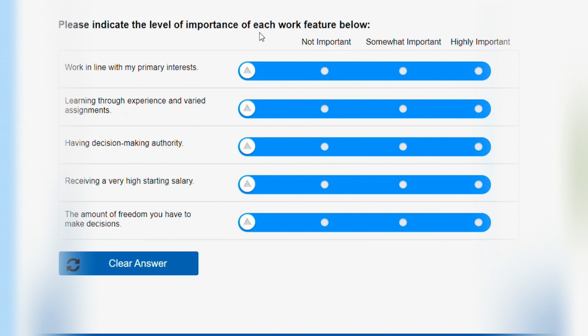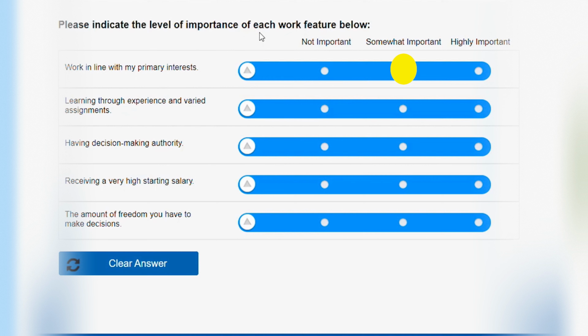Now the two sections are completed. This is the third section we are on. Please indicate the level of importance of each work feature below. Work in line with my primary interest. Say somewhat important, not highly important, because there will always be tasks given to you which may not be exactly of your interest, but they need to get done.